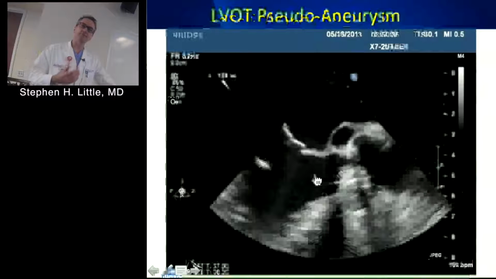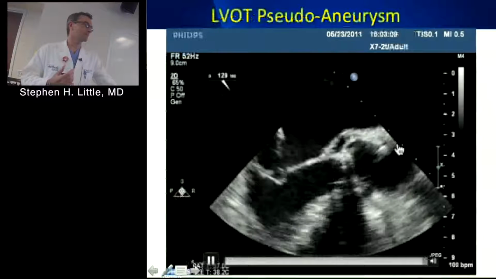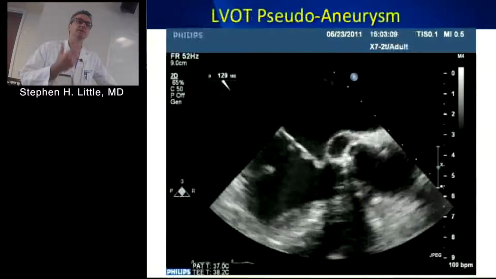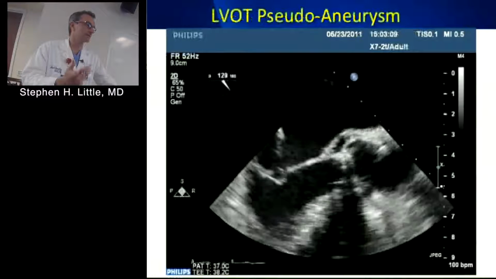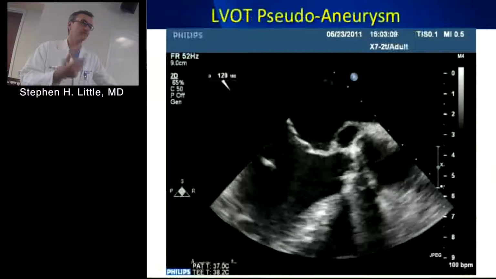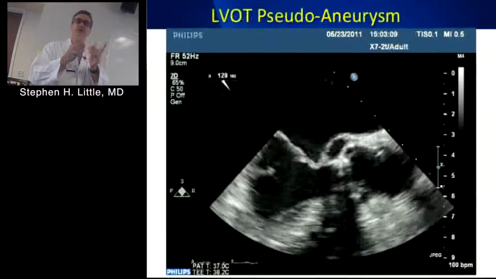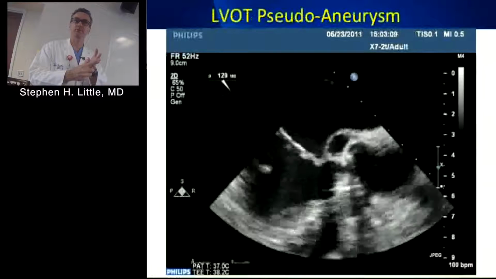This is getting a little different now. This is a pseudoaneurysm. The distinction between an abscess and a pseudoaneurysm is simply that as soon as it's no longer contained, it's no longer an abscess. The definition of an abscess is that it's walled off, with no flow. Therefore it's not pulsatile, and it's not going to have any color Doppler imaging.